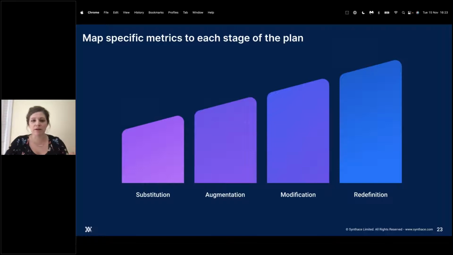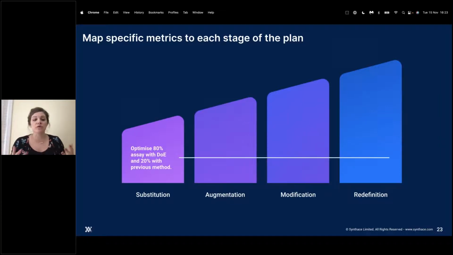So here's an example I put together for DOE. So it could be, and I've just picked one for this example, not three, because it's too much information. It could be that during substitution, you're just trying to optimize 80% of your assays with DOE and 20% with OFAT or whatever you were doing before. So this obviously assumes that you're optimizing as a general working practice, but now you're just shifting that technology from OFAT or something else to DOE.